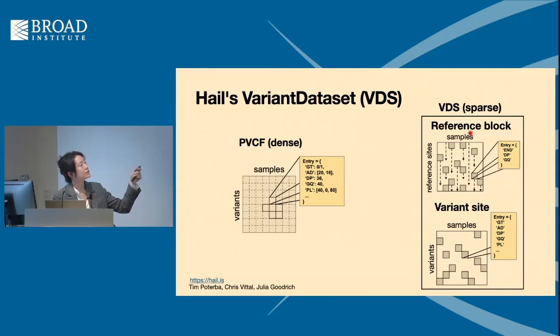And in the reference section, samples only have information at the very starts of their reference blocks. They also contain information about the ends of the reference blocks, so you can infer how long a sample should have information. But you can see that there's a lot less information filled in the VDS.